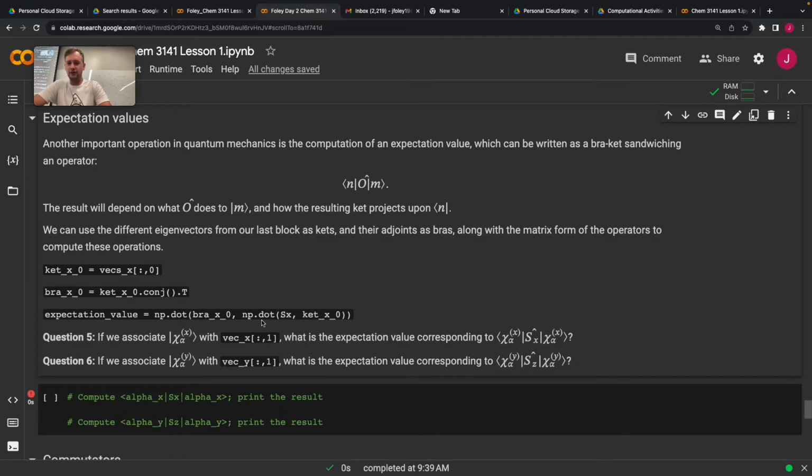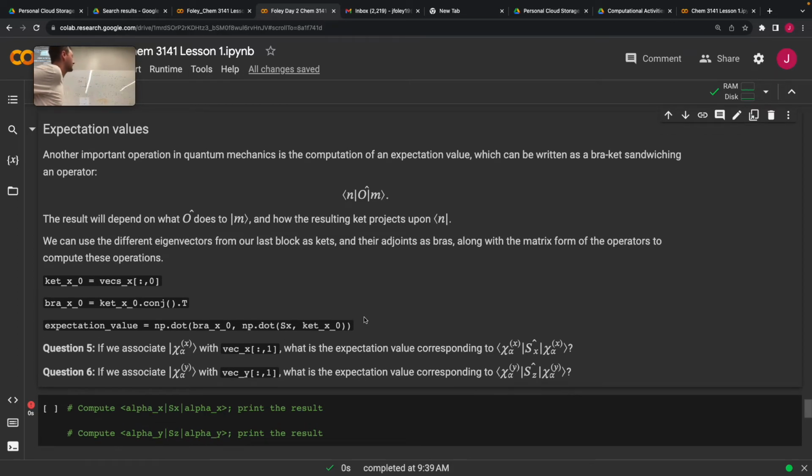Taking expectation values, you're going to combine the syntax of taking dot products. I should say you're going to compound dot products to do expectation values. Essentially, I'm going to first act on this ket with a matrix. So I'm going to do a dot between the matrix and the ket, and that's going to give me a new vector, which is going to have the same shape as the ket. And then I'm going to dot the bra into that new ket. So this is the process of an expectation value.